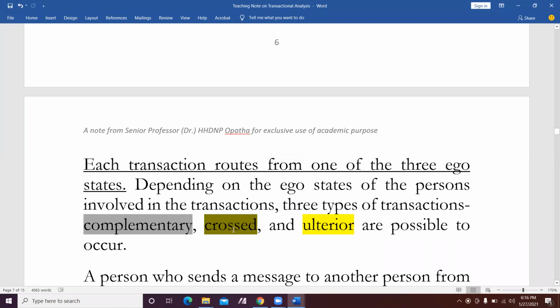Complementary, cross, and ulterior. There are complementary transactions. There are cross transactions. There are ulterior transactions.